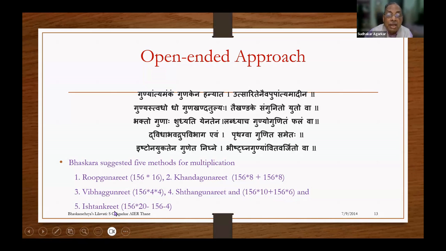And then there's the Ishtankarit. The Ishtankarit says you assume one number which is convenient for you. 16 is closer to 20, so I'll take 20. So I'll multiply 156 by 20, but I have taken 4 more.